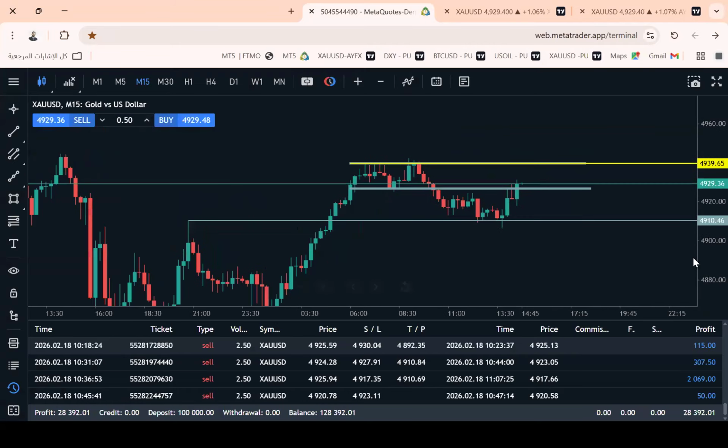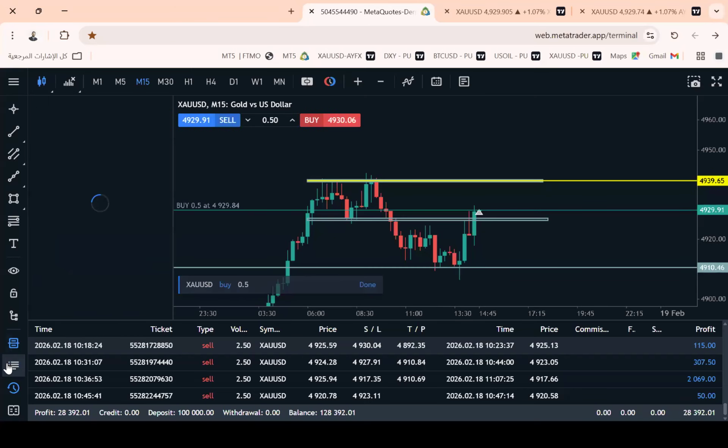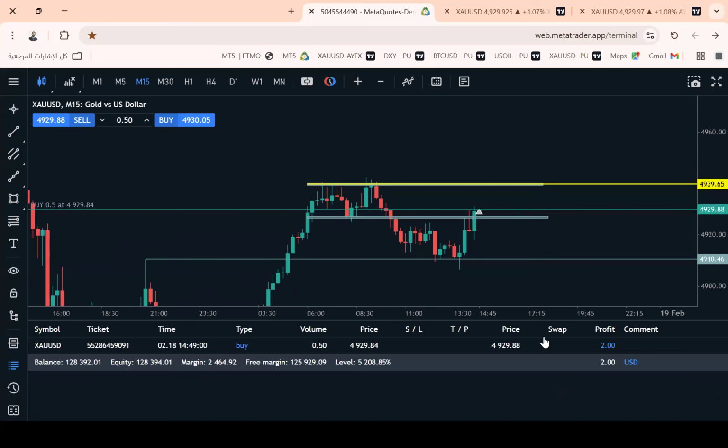But here's one thing. If the price breaks above this level and continues to push higher, it's going to reach 4939. It might and it might not. So I'm going to take my position here. I just open 0.5, for example.